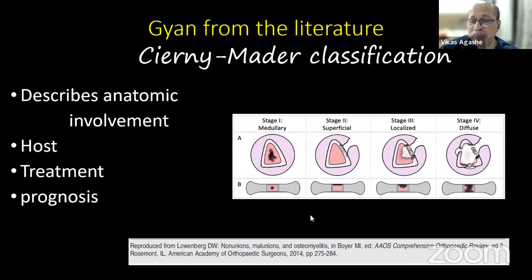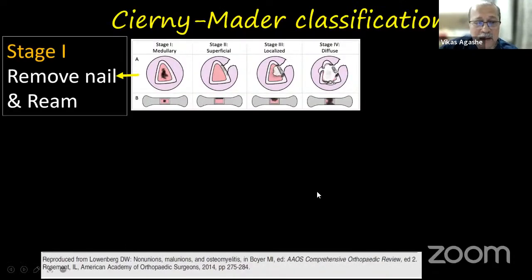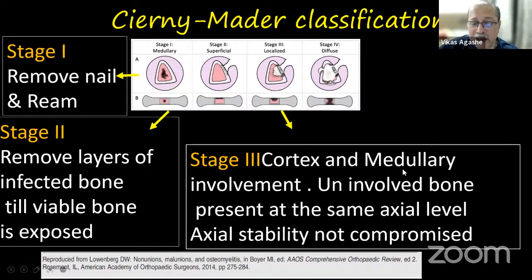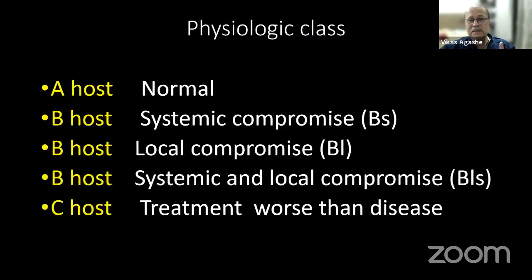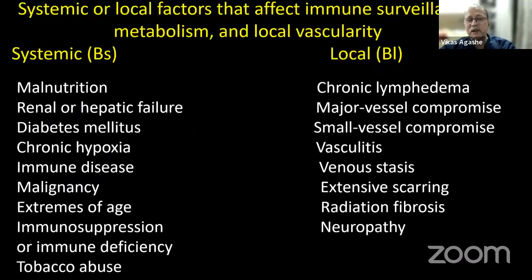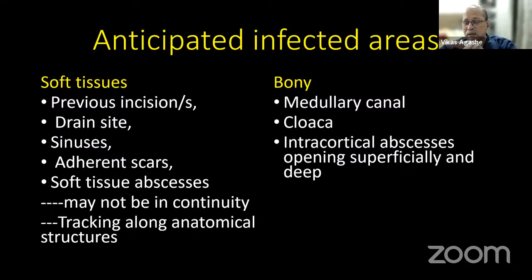And here you can see that this is a localized lesion. That means cortex and medullary involvement, but at least part of the bone at that level is uninvolved at the same axial level. So axial stability is not compromised. In most of our non-union cases, axial stability is compromised because at a particular level, there is lack of cortex all around. So though the host has systemic compromise, locally there is axial stability all along.